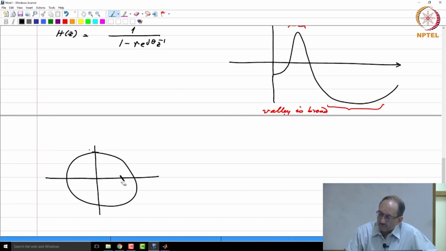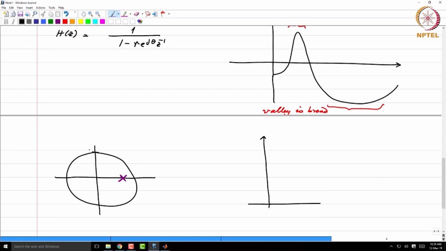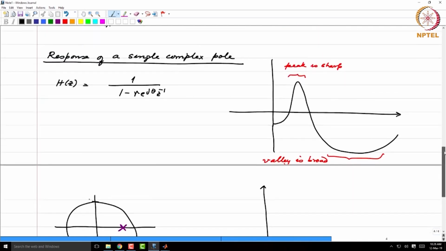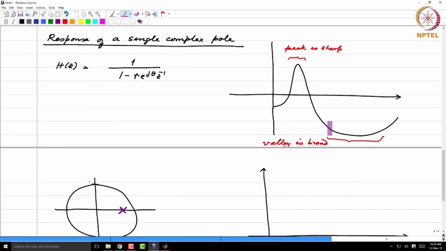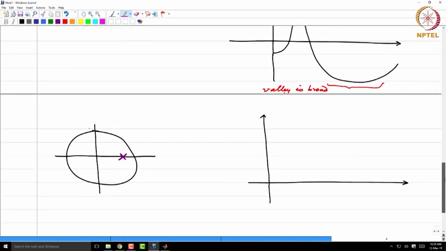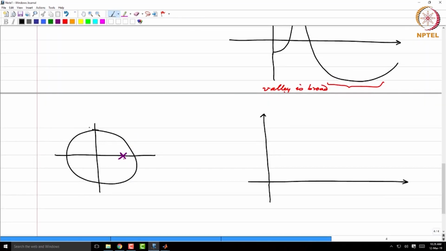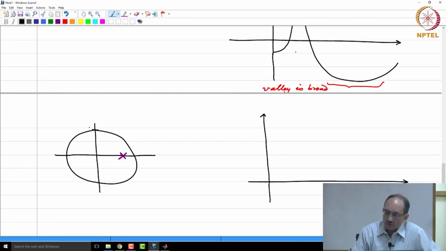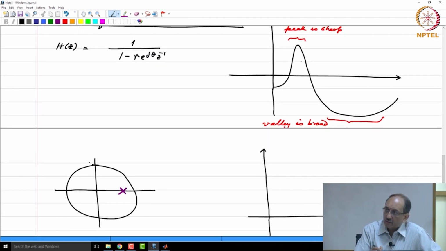Suppose I have a pole here. By the way, this goes both positive and negative because we are plotting the log magnitude. So, now if you look at this response, this is similar to this, the only difference is here the peak was at theta because the pole is at r e to the j theta.